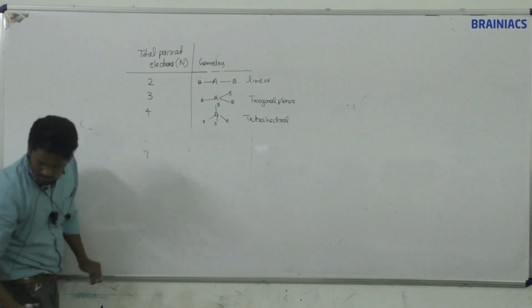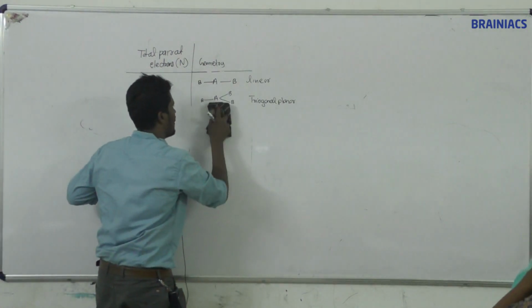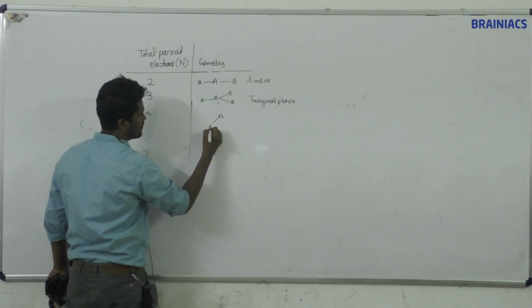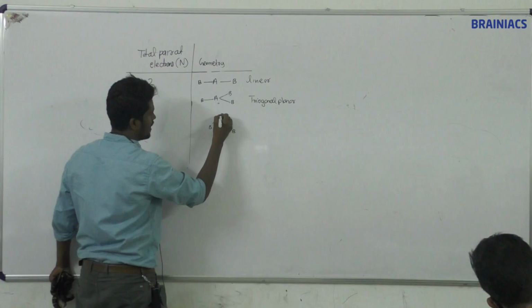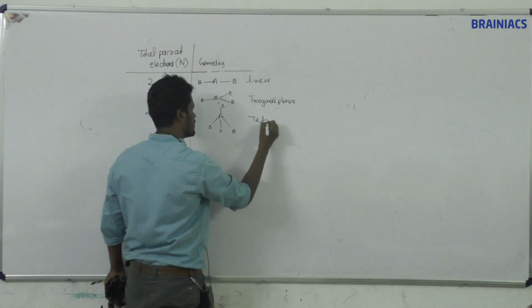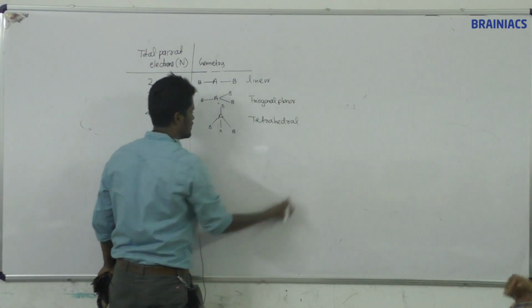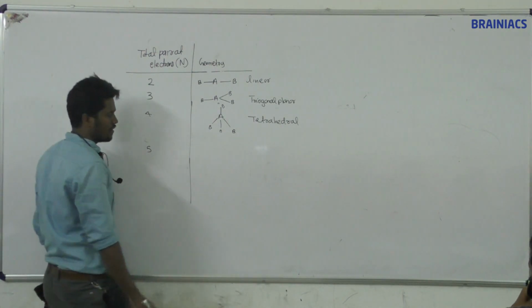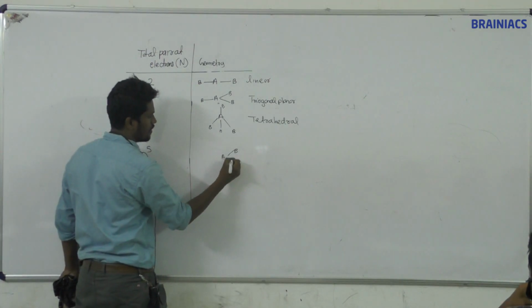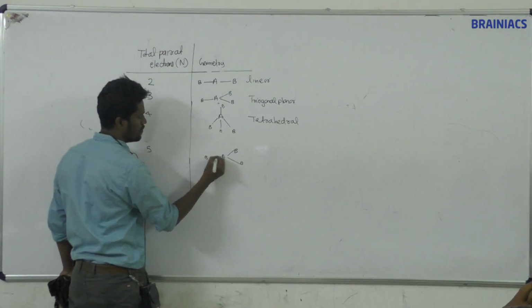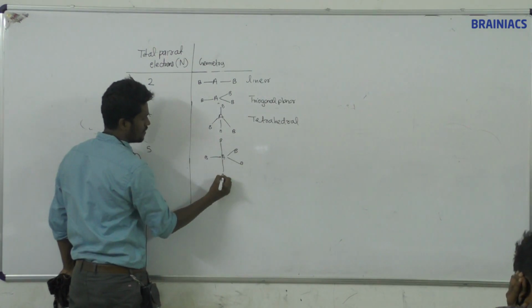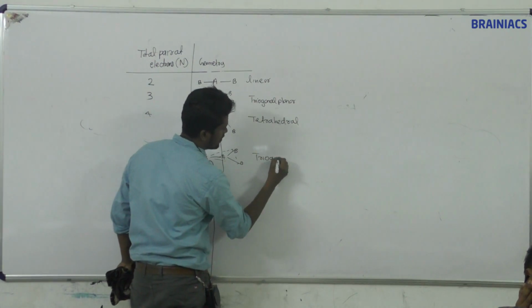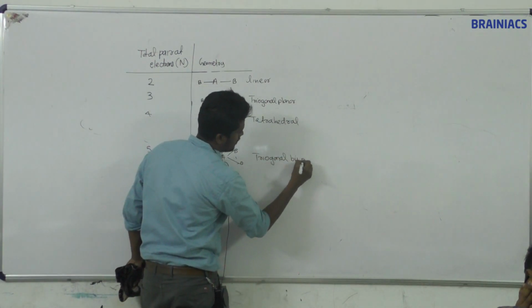3, okay, 4. B. So what is the geometry? Tetrahedral. Okay. If the total pair of electrons is 5, the geometry will be A, B, E, trigonal bipyramidal.